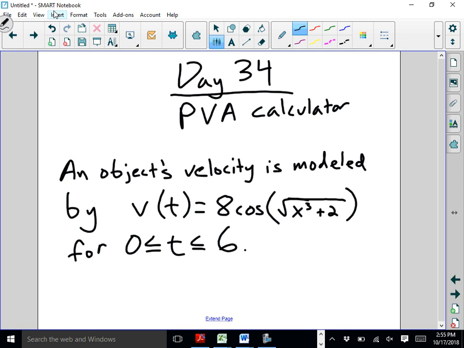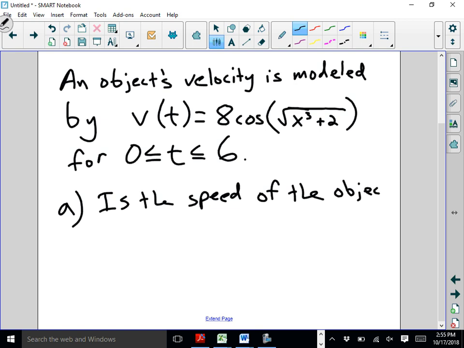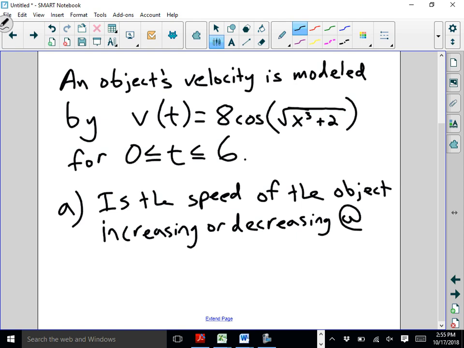The first question I'm going to ask about this prompt is A, is the speed of the particle, or the speed of the object, increasing or decreasing at t equals 1? Okay, so there's our question. This is obviously a calculator question.